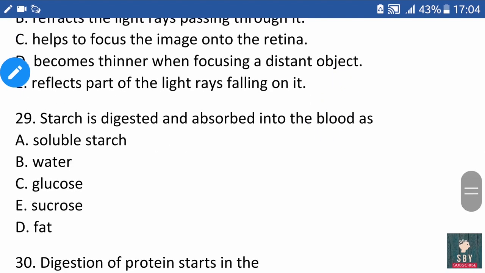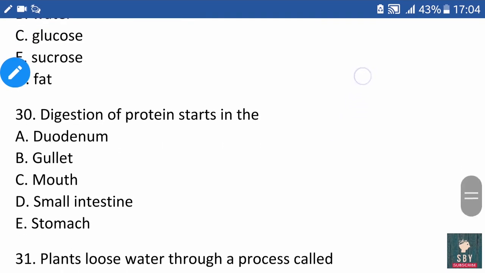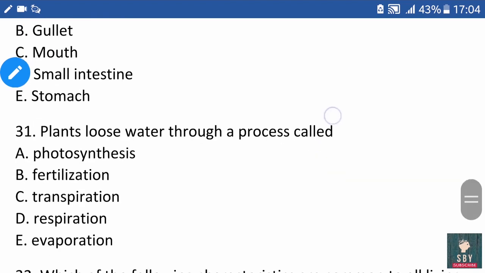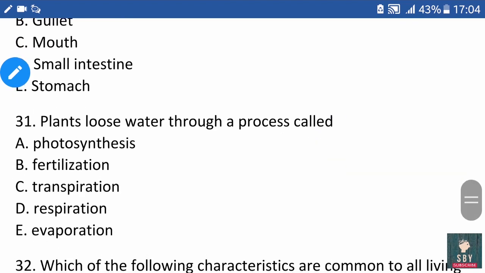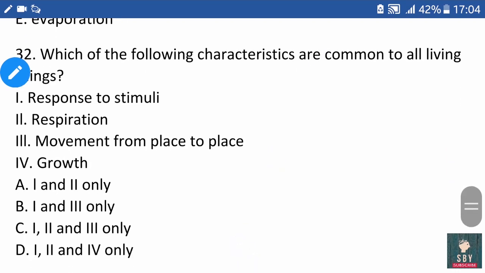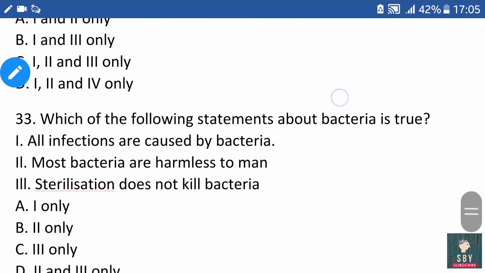Starch is digested and absorbed into the blood as. So there's also digestion. Question 30 as well. Digestion of protein starts in there. There's also digestion. Plants lose water through a process called transpiration. So you should know your photosynthesis as well as respiration very well. The following characteristics are common to all living things. So this is looking at the life processes. You should know them and know what they mean.